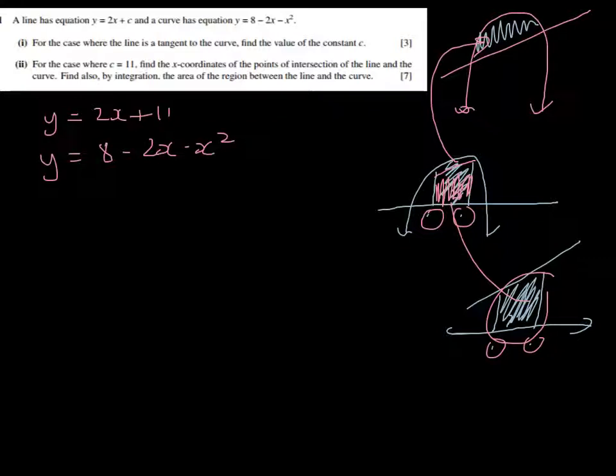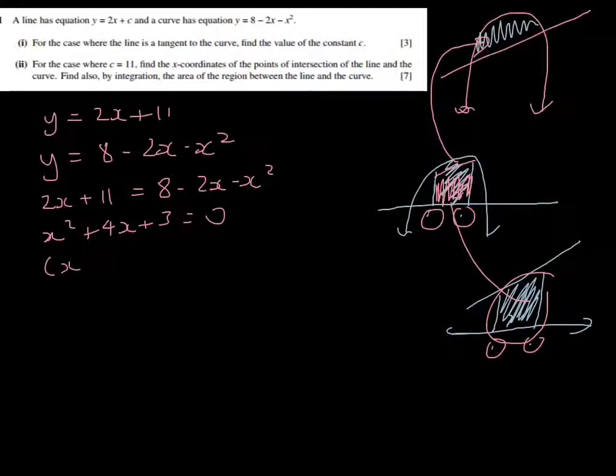So we'll go back to the question. That's why they've asked us first of all to find the x values for the points of intersection. So let's do that quickly. If I equate those two equations together, 2x plus 11 equals 8 minus 2x minus x squared. I'm going to get x squared plus 4x plus 3 equals 0. So that means I get x plus 3, x plus 1 equals 0. So my two x values are negative 3 and negative 1.